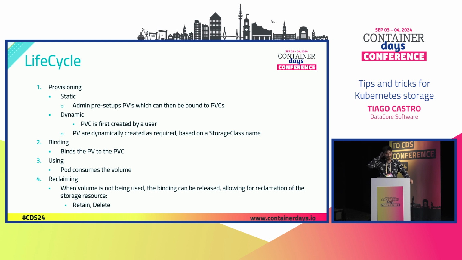Binding is actually the act that binds the PVC to the PV. Then using the volume, this is when the pod actually consumes the volume. And in some cases, for example, the volume isn't really completely configured until you use it. For example, maybe the file system is only created on the volume when you actually use it. That's, for example, how it happens on our CSI drivers.